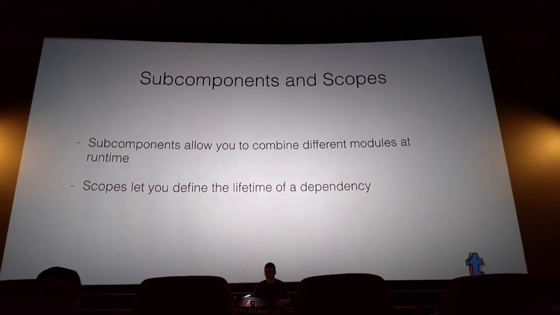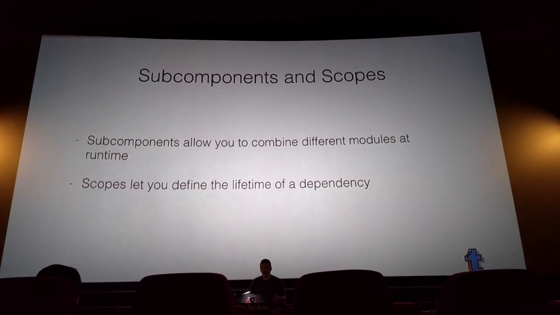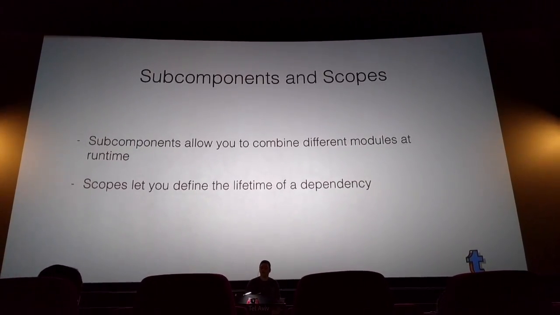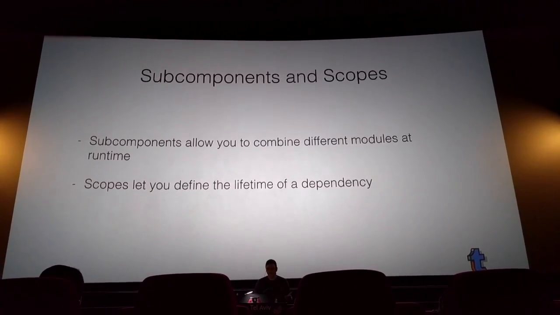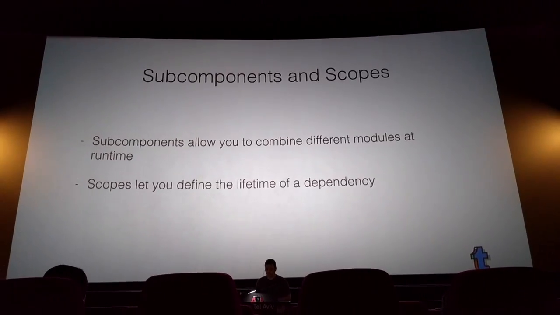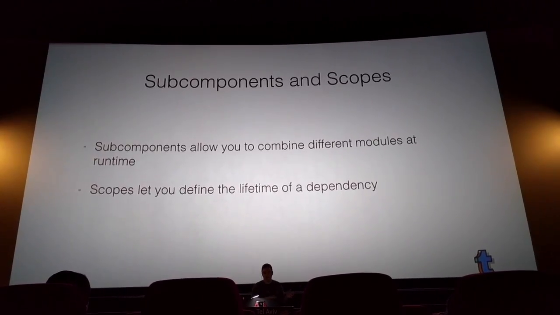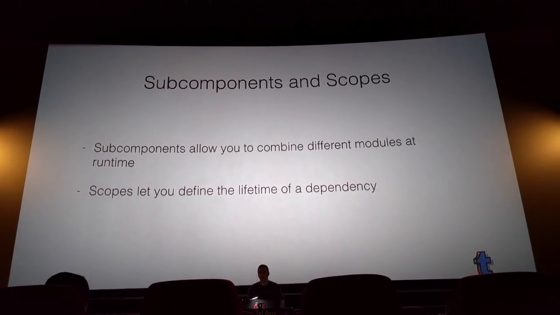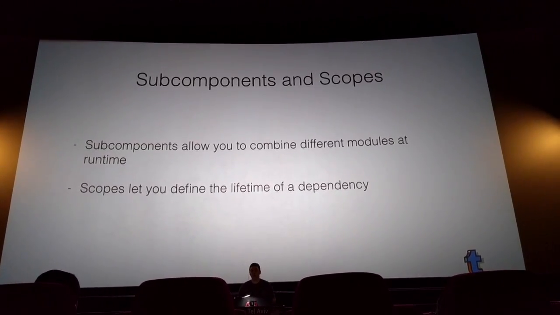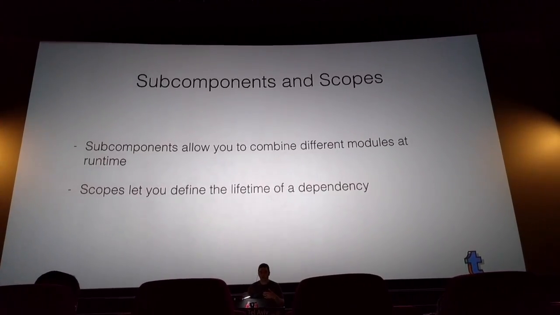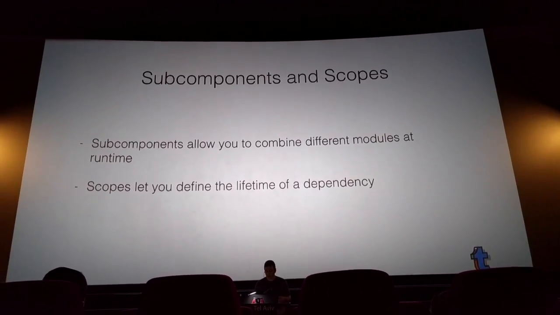Subcomponents and scopes are very useful. Subcomponents let you extend your regular components. So for example, you have a user profile activity that needs specific dependencies for that view that you don't need everywhere else in your app. A subcomponent will let you group that, combine it with your default app component, and then everything gets created and injected at the same time. So this lets you manage your memory and define what you need when you need it, so you don't have to create everything at the same time.